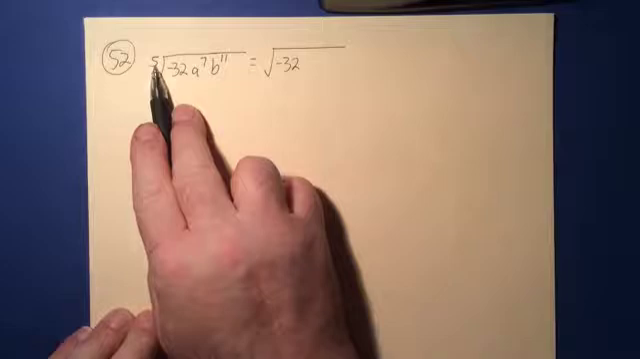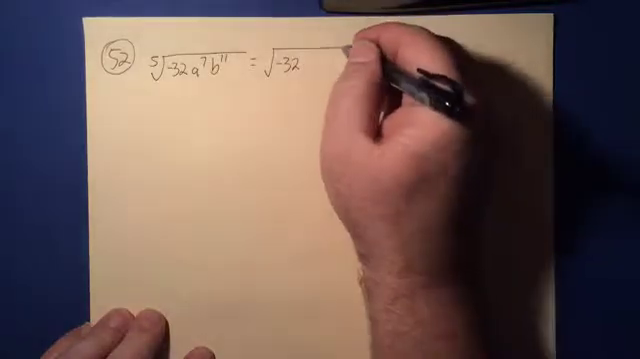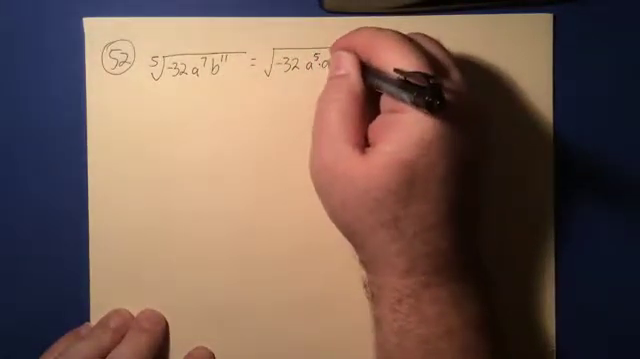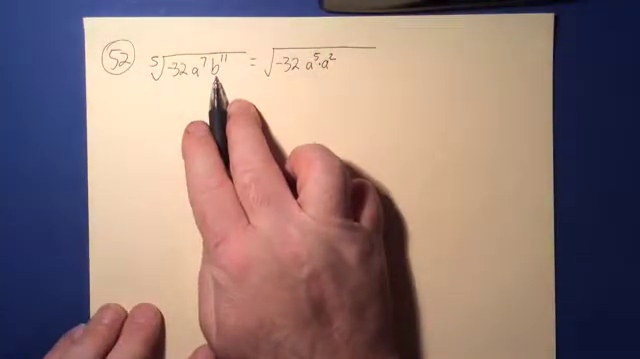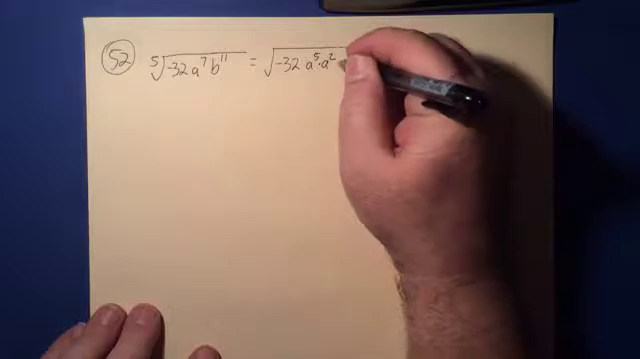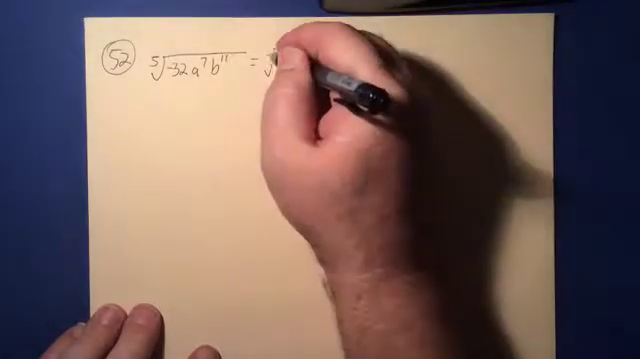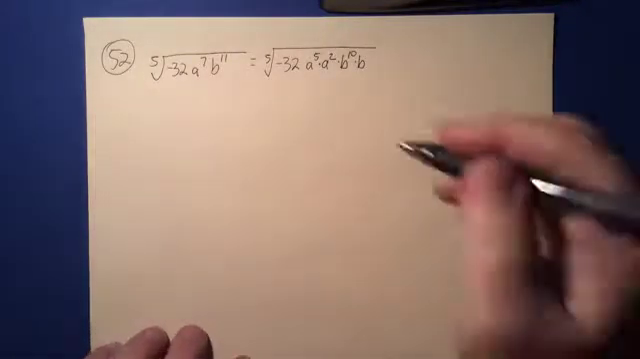And now for the 5, I need the largest exponent here that's divisible by 5. So I'm going to write a to the 7th as a to the 5th times a to the 2nd. And b to the 11th, I need the largest exponent that's divisible by 5, so I'm going to write this as b to the 10th times b. And this is all the fifth root here. Again, I'm going to go ahead and split this up.